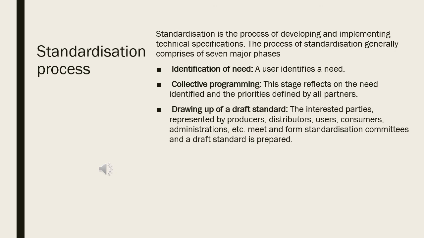We have discussed the benefits of standardization. Now we are going to move on to the standardization process. How are standards made? So standardization is the process of developing and implementing the technical specifications, which now we shall call standard. So the process of standardization generally comprises of 7 major phases.